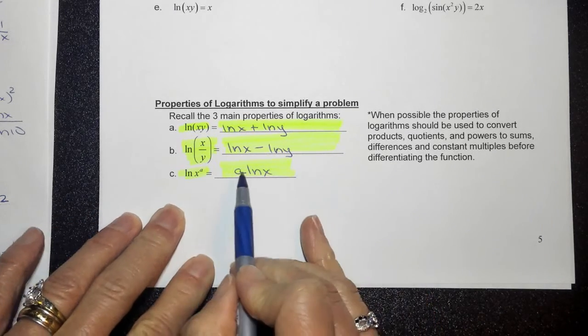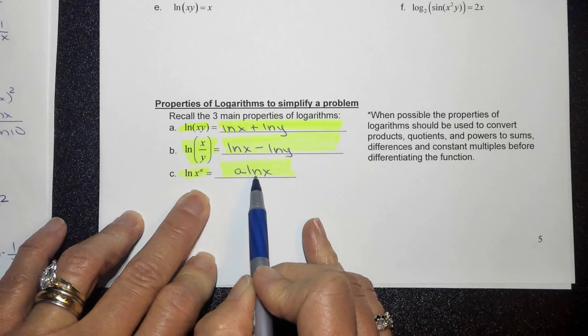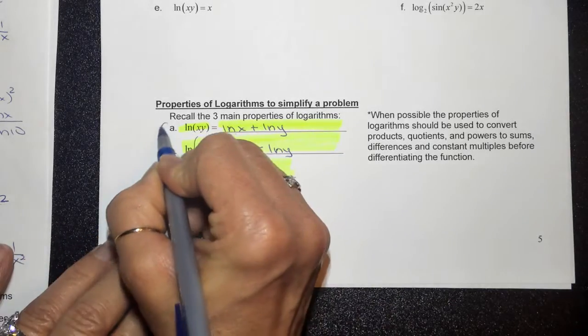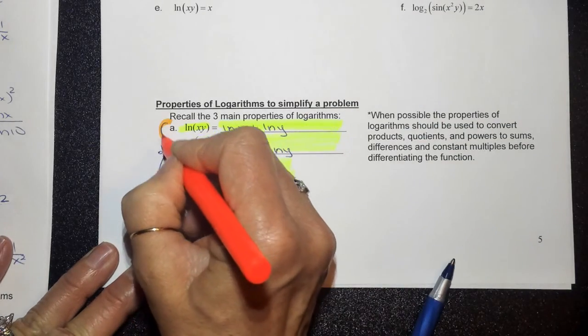Now what you need to remember is this can also go in this direction, meaning if you have to condense to make your problem easier. So these are also rules that you need to commit to memory. You have to know these. It is expected.